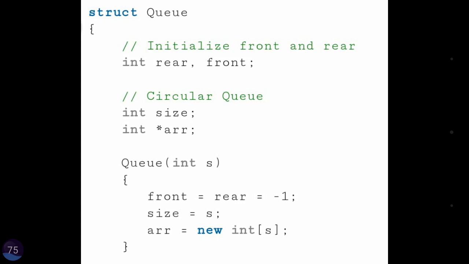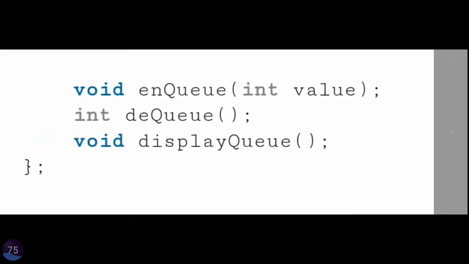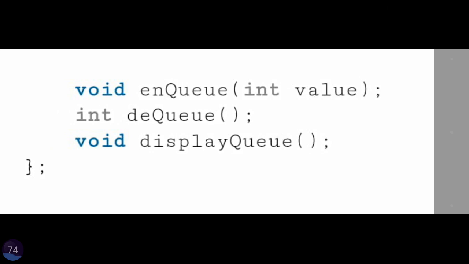Here we are going to use structure. So the keyword struct queue. We will declare rear and front as integers, size as integer, and an integer pointer array. Constructor queue which has parameter s, which is size. Front is equal to rear is equal to minus 1, that is we initialize front and rear. Size equal to s, and we will assign the array space by array is equal to new int s. Following are the functions: void enqueue with the parameter value, int dequeue, and void display queue.